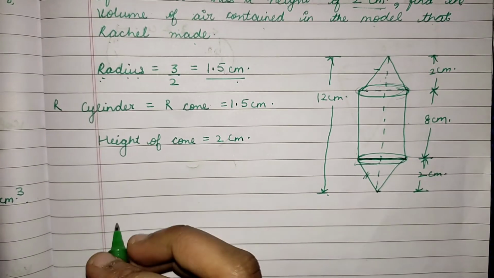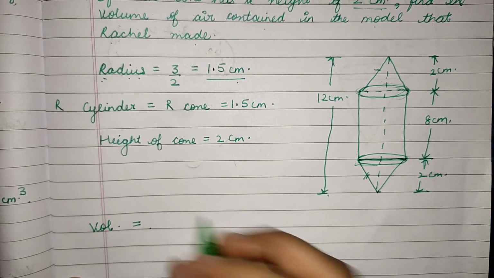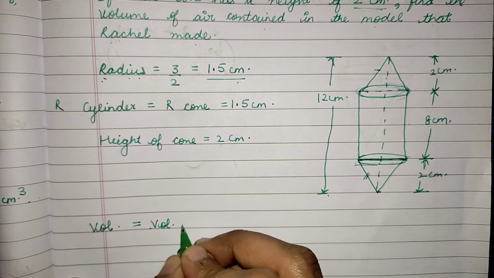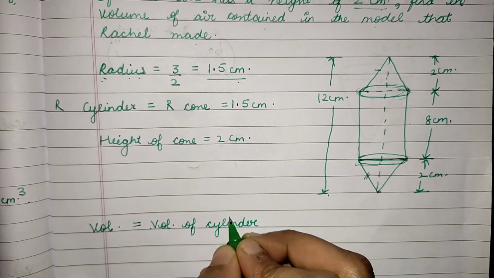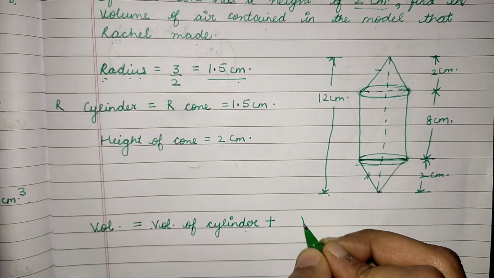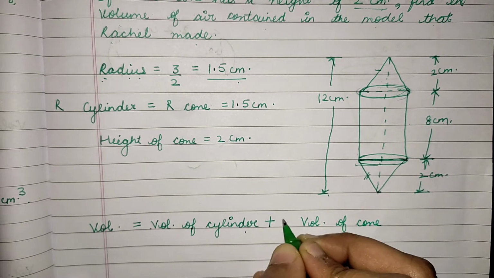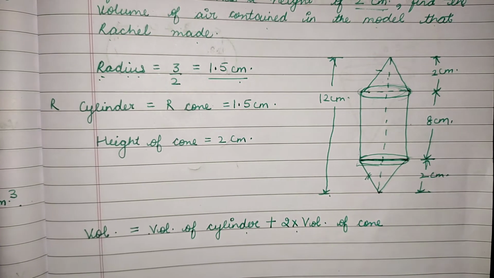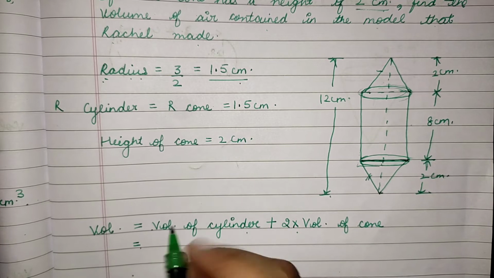So I have told you, whenever you have to find out this type of question, then how you can find out the volume? Volume will be equal to the volume of all the figures. So the first figure is my cylinder and the second figure is the volume of cone. There are two cones, so I will multiply my value by 2. So put the formula and find out the answer.